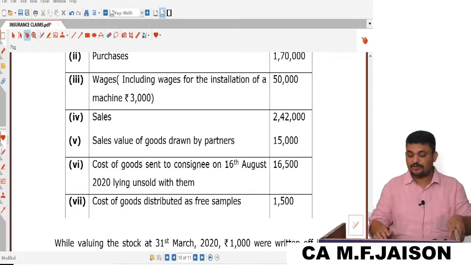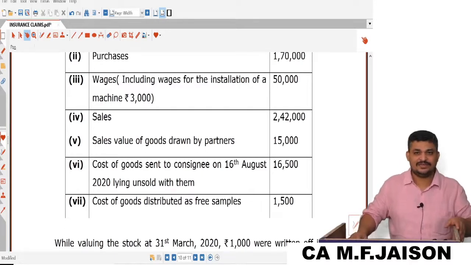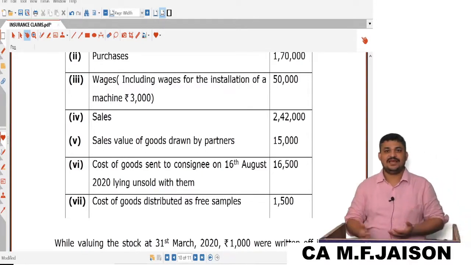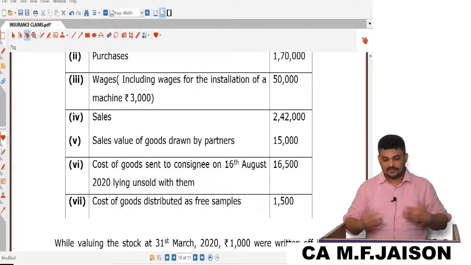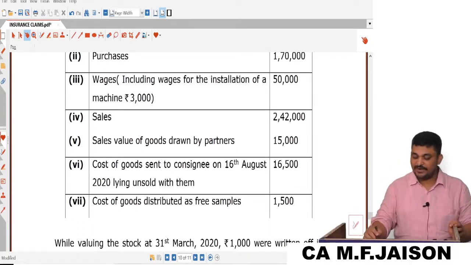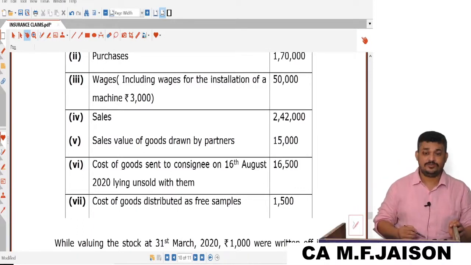Sale value of goods drawn by partners is, first of all, not sales. In my own business, if I consume something, I cannot book profit. I am running a hotel and I am only eating most of the food. Can I book more sales and more profit? No. So please understand, it should be converted into cost price.